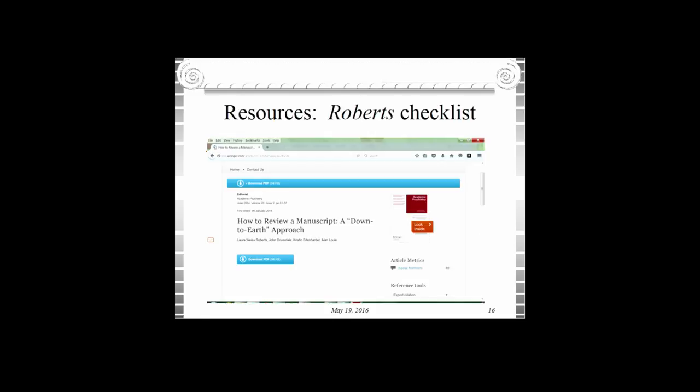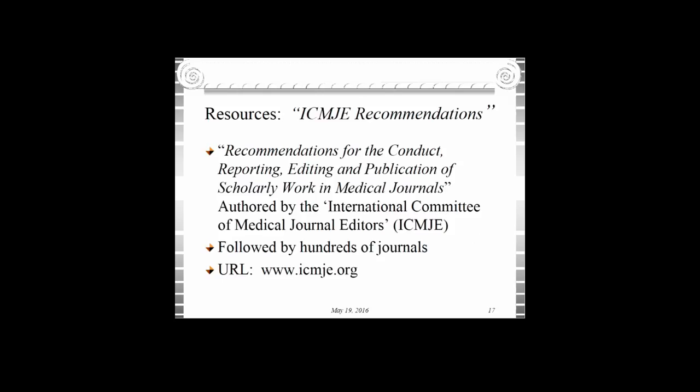Here's a screenshot of the Roberts paper. It's a little bit hard to find. That's why I provided this URL and checklist. Not one of those things that is easily retrieved.